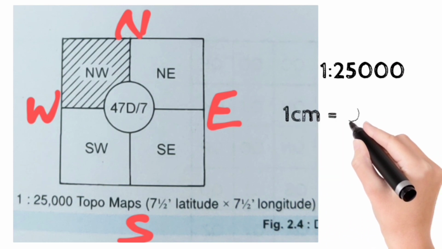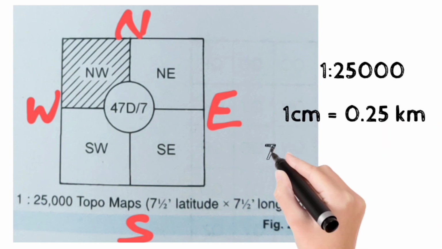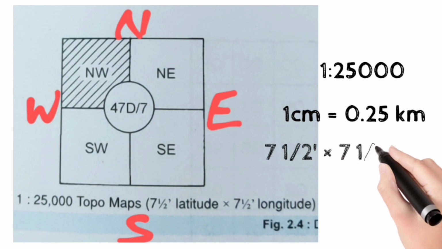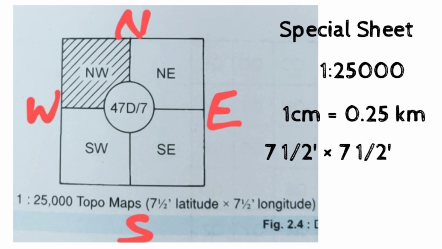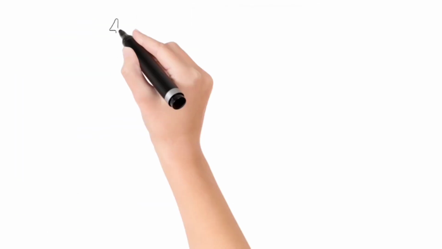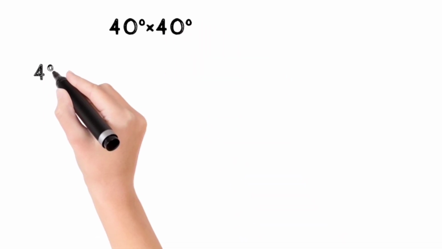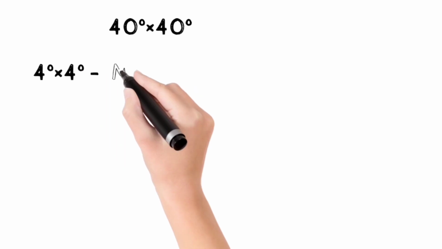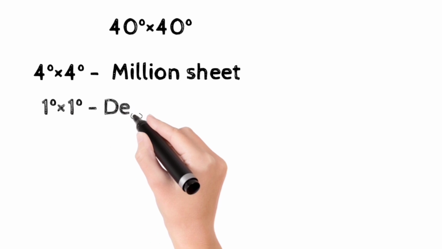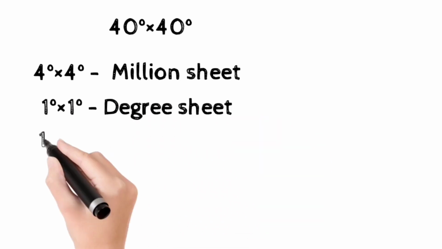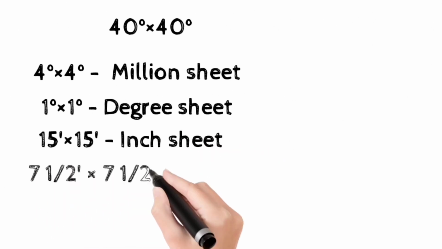Now inch map is further divided on the basis of direction, drawn on a scale of 1:25,000, divided into 4 equal squares of 7½ minute into 7½ minute dimension, and known as spatial sheet. So we understood 40-degree extension of latitude and longitudes are divided into million sheets of 4° into 4° dimension. Then each million sheet is divided into degree sheets of 1° into 1° dimension. Degree sheet is divided into inch sheet, and inch sheet is divided into spatial sheets.